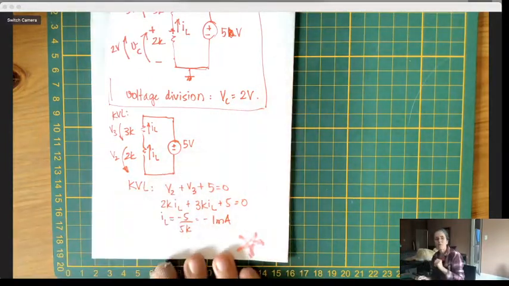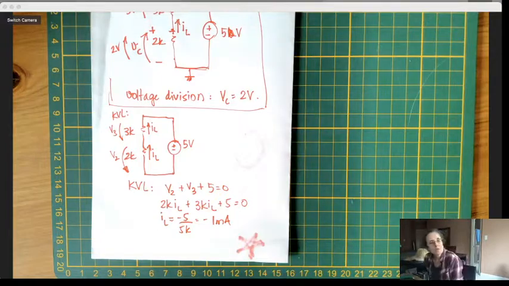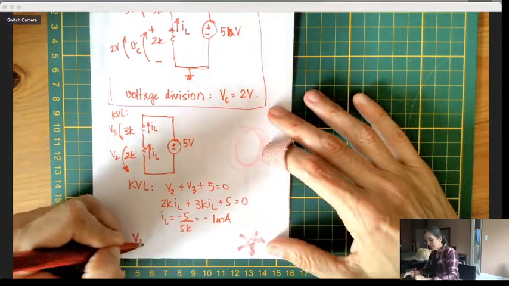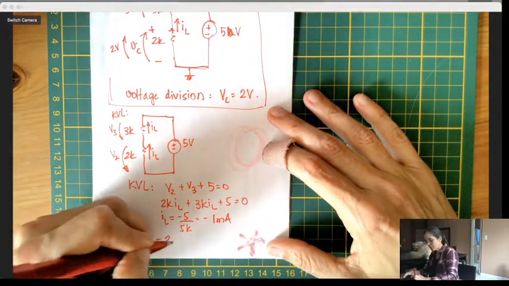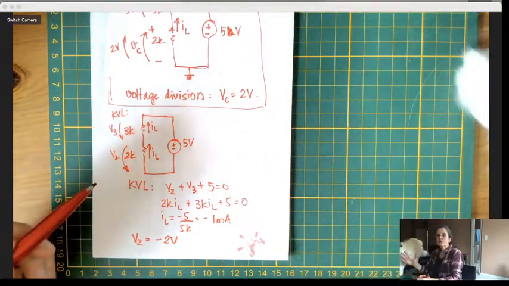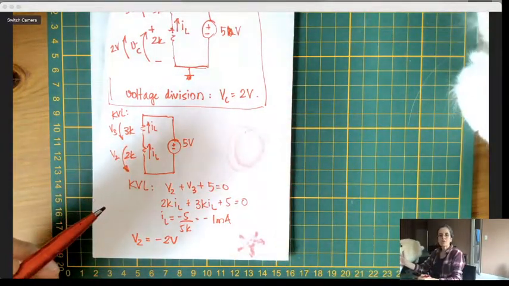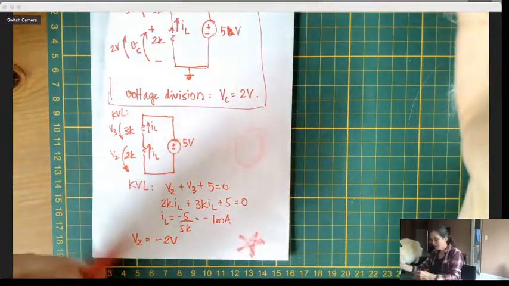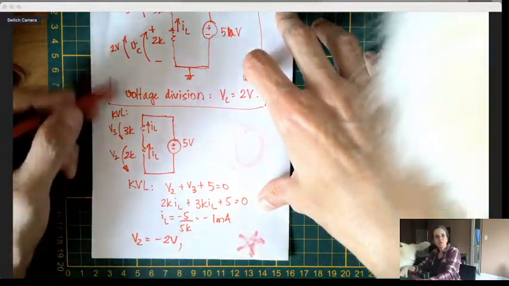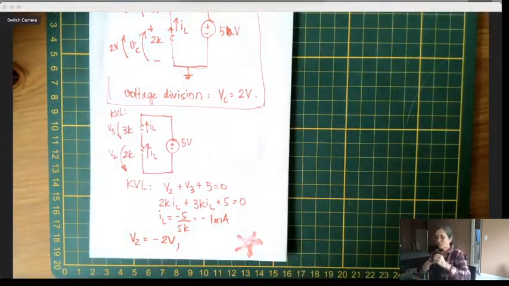So this is IL. So if IL is minus 1 milliamp, what happens is that V2 is minus 2 volts because it's minus 1 milliamp times 2K. But V2 is the opposite of VC. So VC is pointing up. I'm going to change colors here.